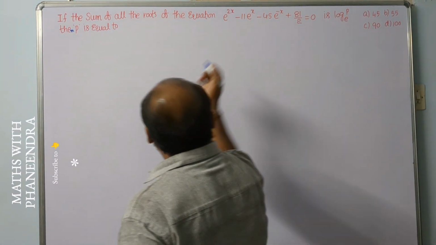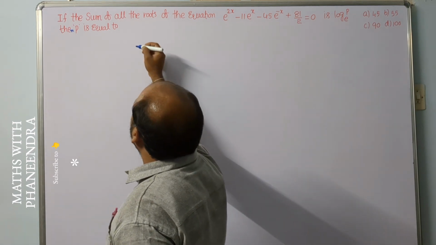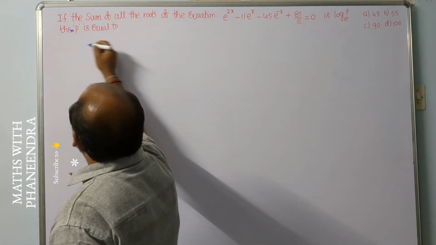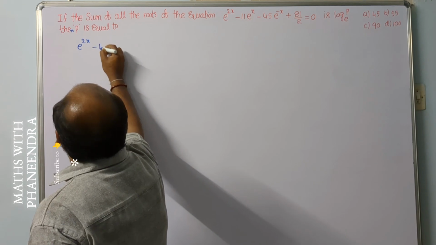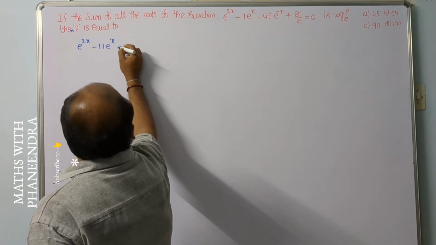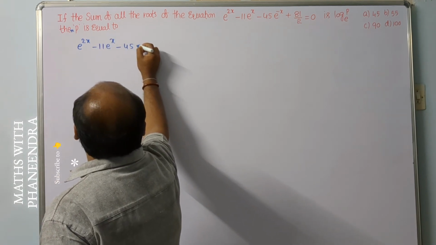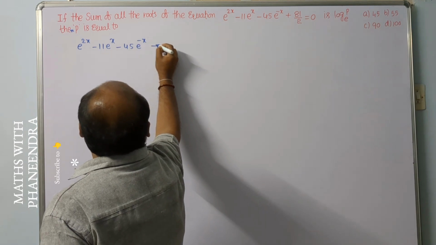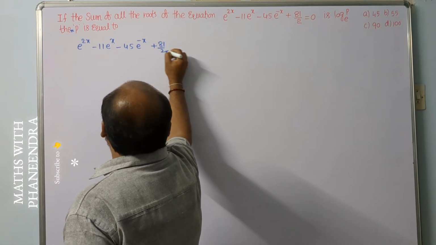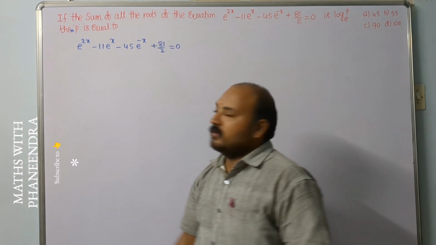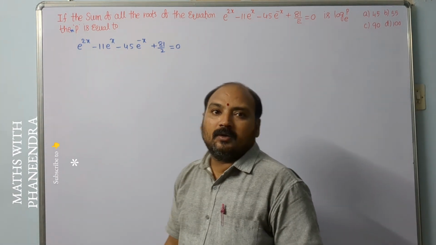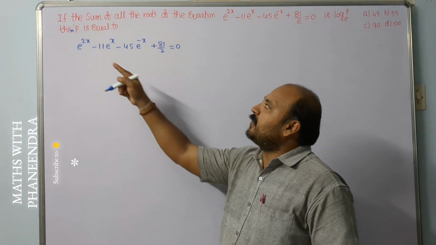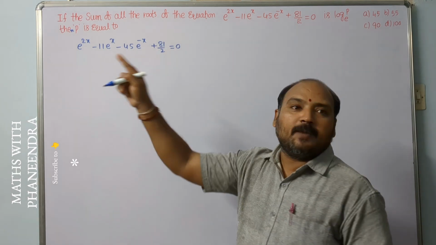So first, whatever equation is given, you write it. So what is the equation? E power 2x minus 11 e power x minus 45 e power minus x plus 81 by 2 equal to 0. Here, multiplying on both sides with e power x.